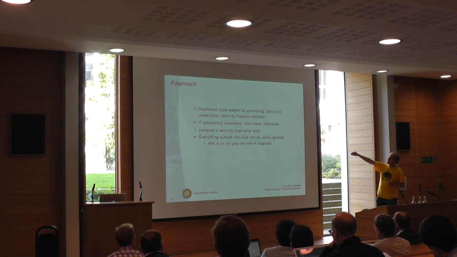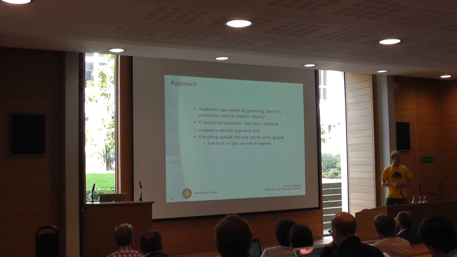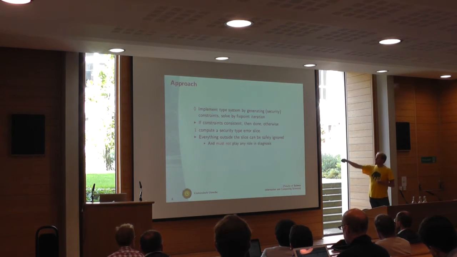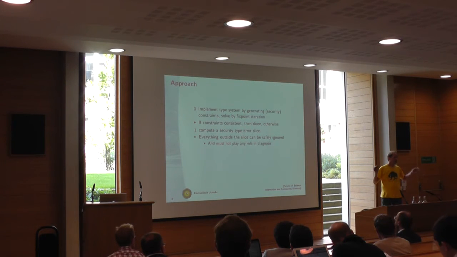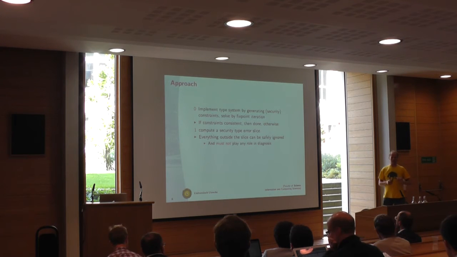What we then do is we compute a security type error slice. So this is inspired by the work of Hage and Wells. If you look at all your constraints, there's an algorithm that will allow you to decide what is the minimal unsatisfiable set of constraints. Meaning that if you want to resolve the issue, you have to touch at least a part of the program that generates the constraint that makes it unsatisfiable. In other words, for the constraints that are not in that slice, outside the slice, you should never mention them in your type error diagnosis. So it's kind of like a soundness property of your type error diagnosis. Don't mention anything outside the slice.